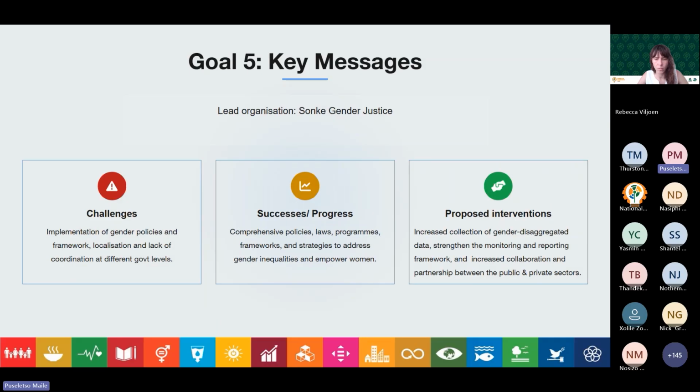Goal 5 was led by Sonke Gender Justice. In terms of the challenges, they identified implementation of gender policies and frameworks, localization and lack of coordination at different government levels. In terms of successes, we have comprehensive policies, laws, programs, frameworks, and strategies to address gender inequalities and empower women. Proposed interventions include increased collection of gender disaggregated data, strengthening the monitoring and reporting framework, and increased collaboration and partnership between the private sector and the public sector.